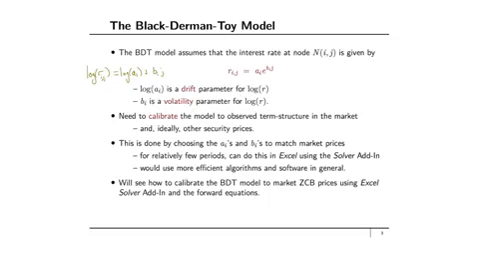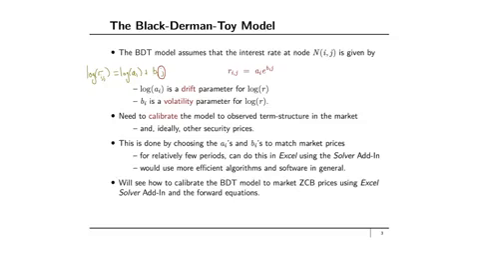Remember, as I said on the previous slide, that the random variable here is the state j. And that's why I can interpret B_i, which multiplies the random variable, as being a volatility parameter. What we want to do is calibrate the model to the observed term structure in the marketplace, and ideally other security prices.